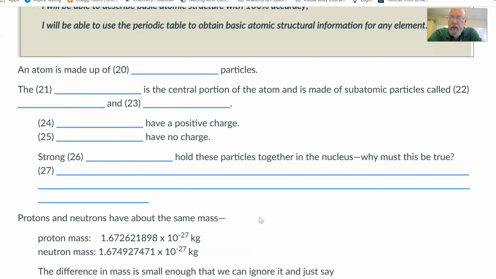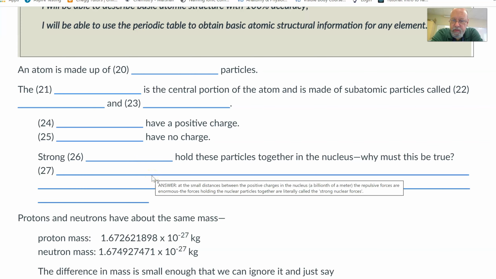So there must be a lot of forces that hold these together, and we literally call these forces the strong nuclear forces. That's their name. This must be true because at the small distances between the positive charges in the nucleus, which are about 1/1000th of a meter, the repulsive forces are enormous. The forces holding the nuclear particles together are literally called the strong nuclear forces. So that's what we need to write down in that space there. Just recognize that this is a lot more significant than you might think.